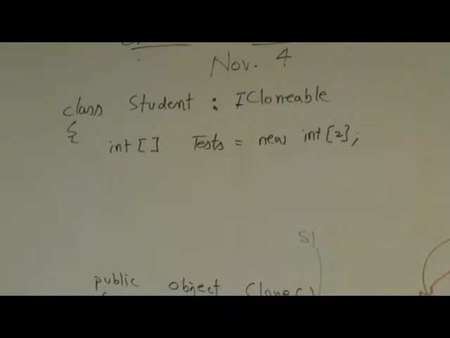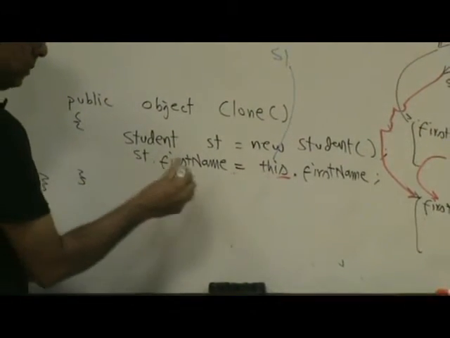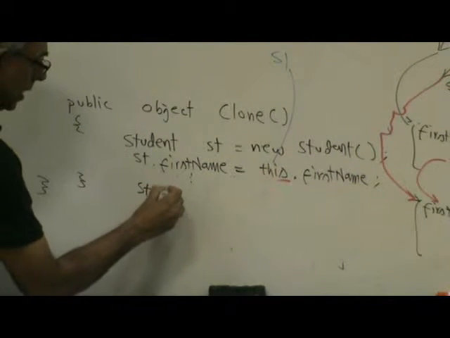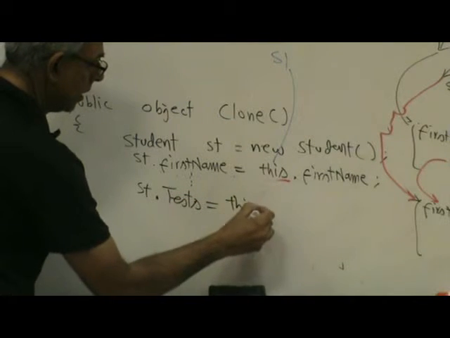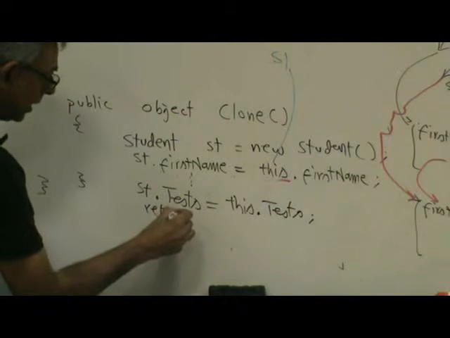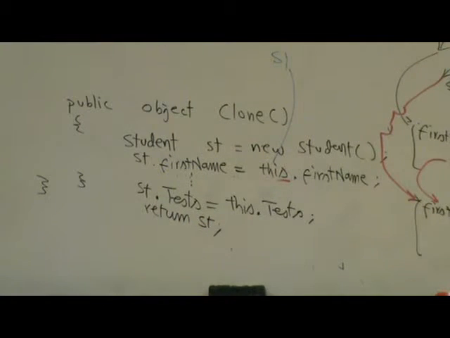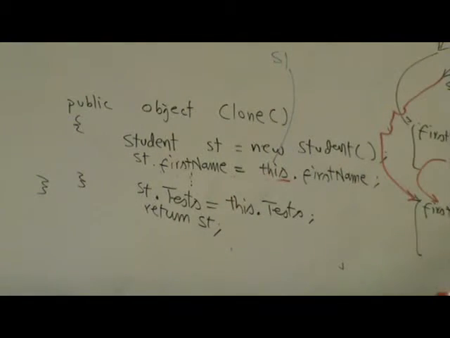Okay. So now let's pretend when you were writing the clone method, you wrote the code like this. After copying the last name and everything and the ID, you did st dot tests equal to this dot tests. And you said return st. So this was your code in the clone method. Okay. So now let's try one example out.